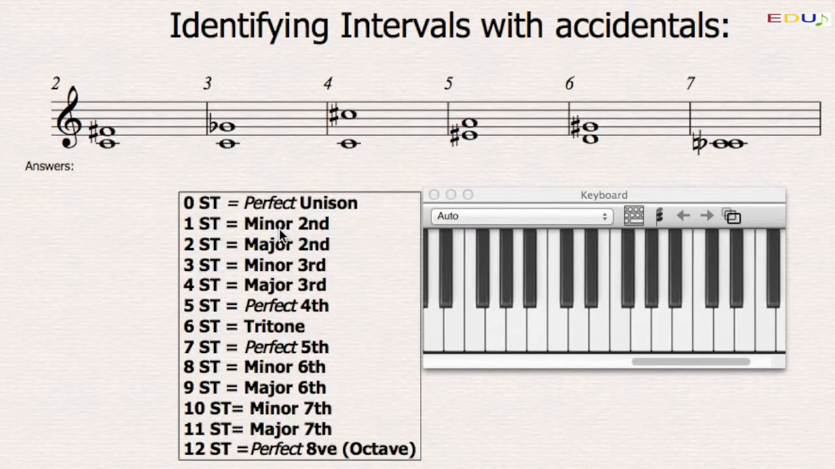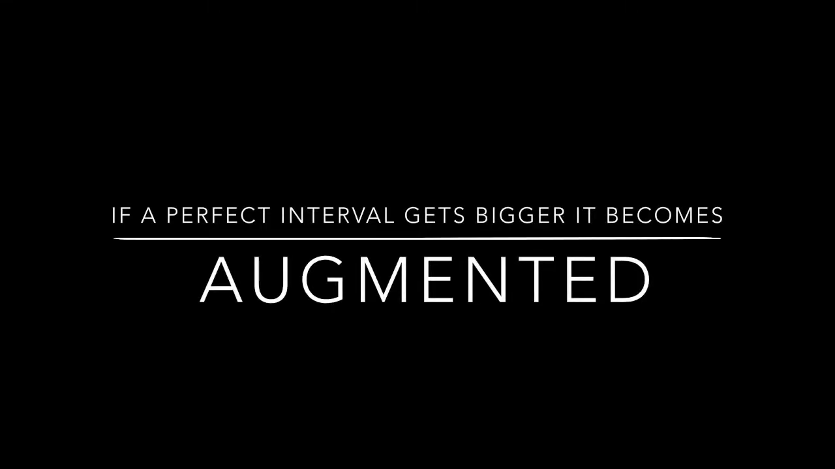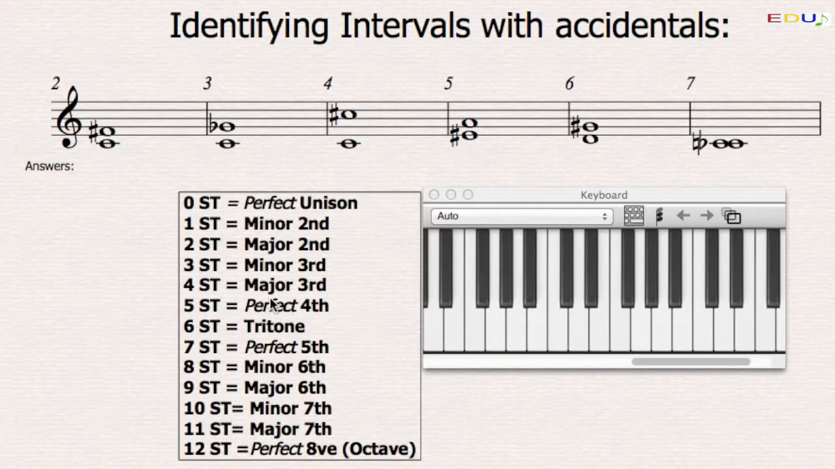Hello everyone! In the last tutorial we looked at intervals that were major and minor intervals, and we found out that if a major interval gets smaller, it becomes minor, and if a minor interval gets bigger, it becomes major. Now what happens to a perfect interval when it gets smaller or bigger? Well, if a perfect interval gets bigger, we call it augmented. If a perfect interval gets smaller, we call it diminished.